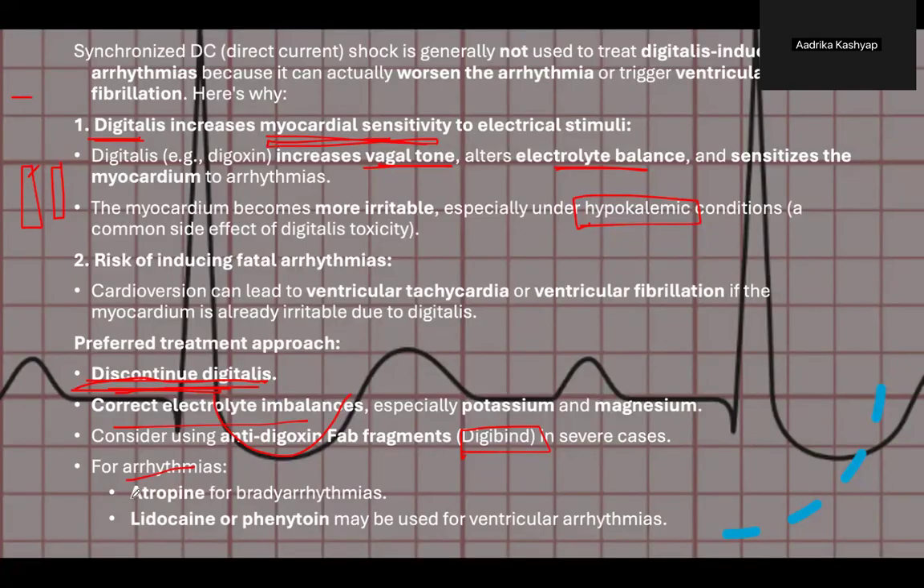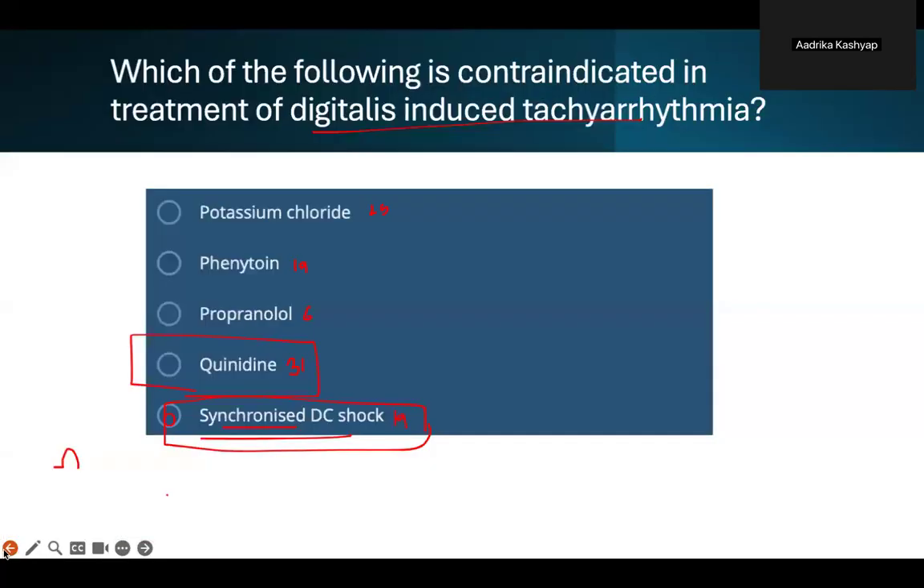Sometimes it can even be a bradyarrhythmia. So you can do atropine, because his myocardium is so irritated, it causes a bradyarrhythmia. It's very, very rare. But just remember, you treat the underlying cause and don't cardiovert for no reason. If it's a ventricular arrhythmia, just use lidocaine, phenytoin. You can also use quinidine if you want. And just remember not to cardiovert this patient because it will make the patient worse.